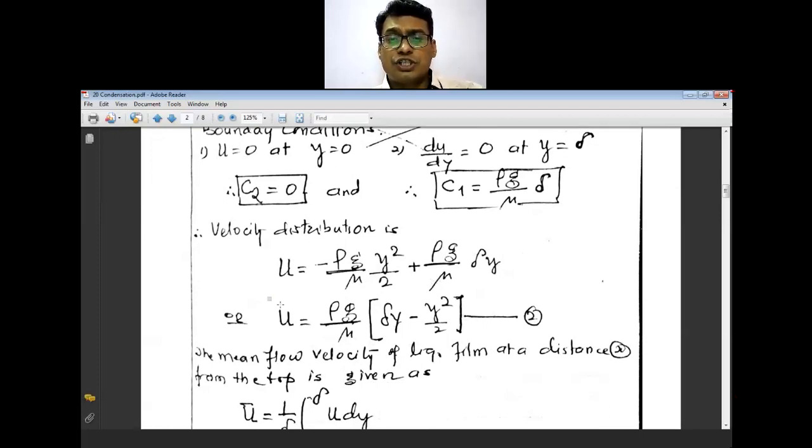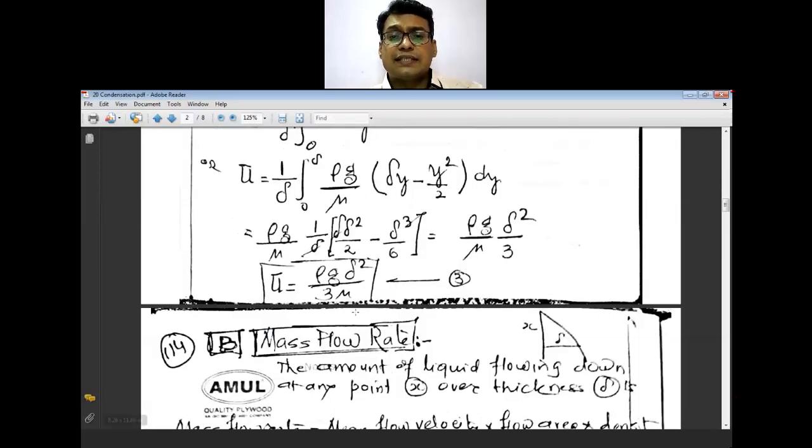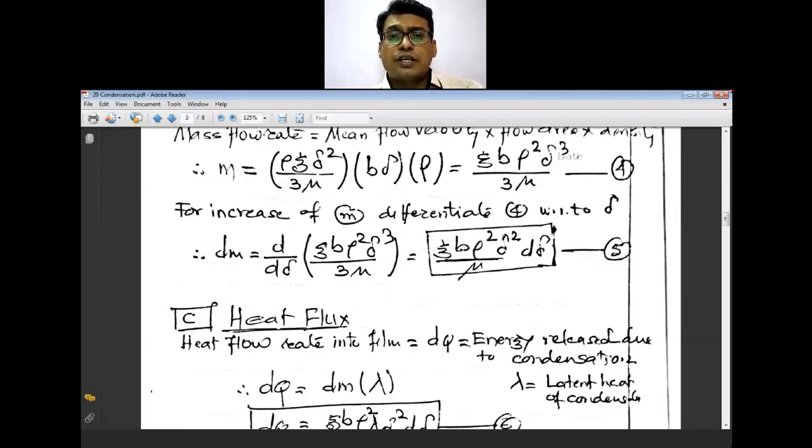then the mean flow velocity of the liquid film at a distance x, the vertical distance, comes as rho g delta square upon 3 mu. From there one can calculate the mass flow rate, that is velocity into the area into the density. You get G b rho square delta cube upon 3 mu.